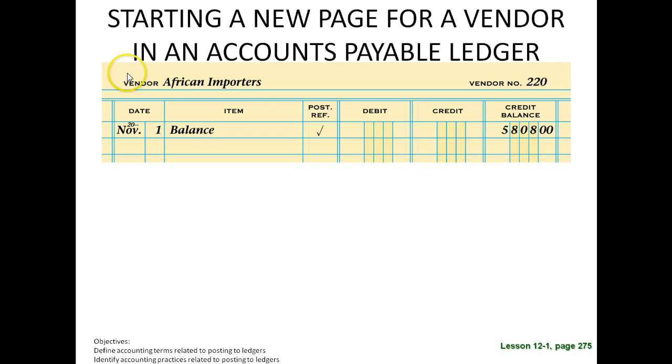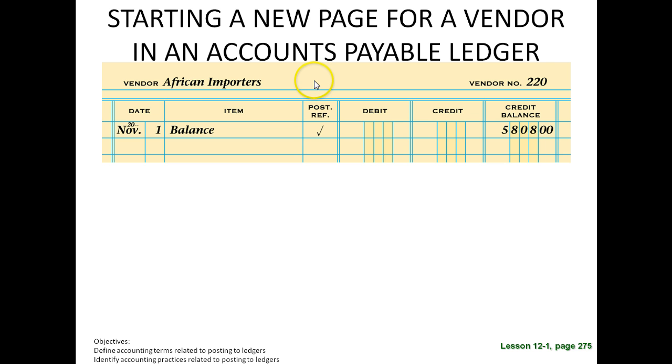We have the same thing, that instead of having an account title, we have a vendor, right? So we have the same thing, that we have to identify what it is, but this is no longer going to be accounts payable or accounts receivable or cash, which is an asset, but it's going to be the name of our vendor. Our vendor is African importers, and we put our vendor number 220. We get this from a chart of accounts. This is just like the general ledger in that we have an account number. And it's going to be from the chart of accounts.